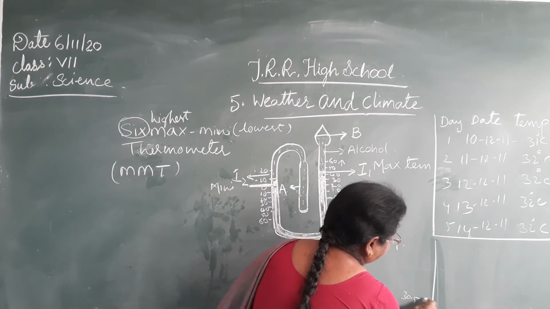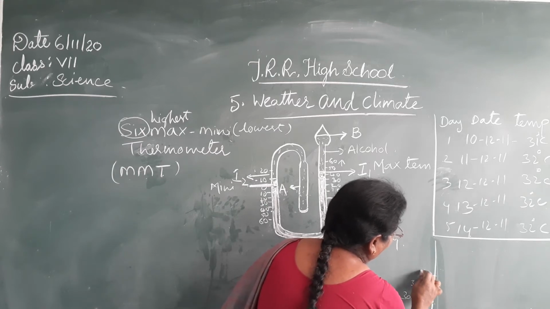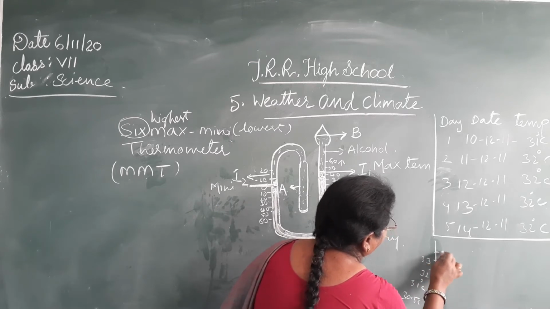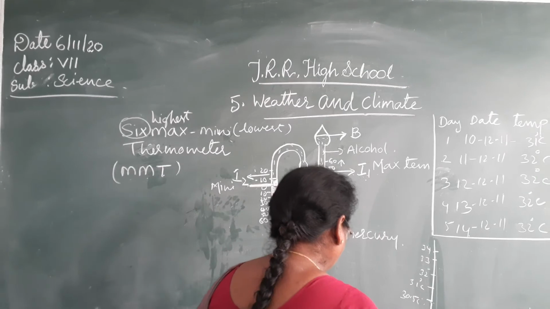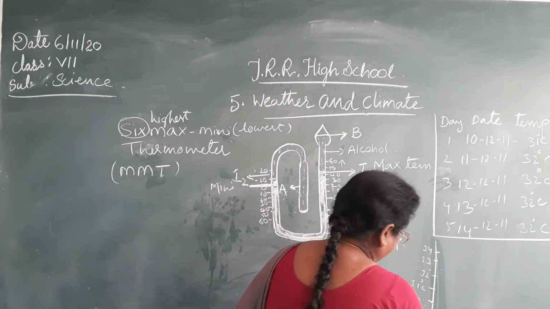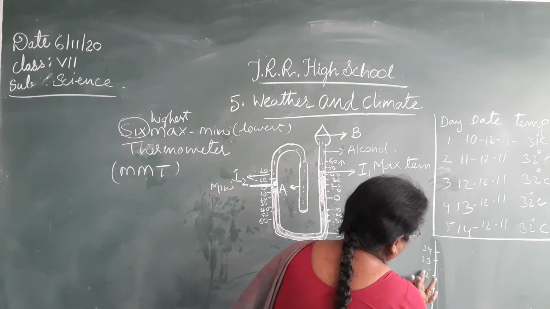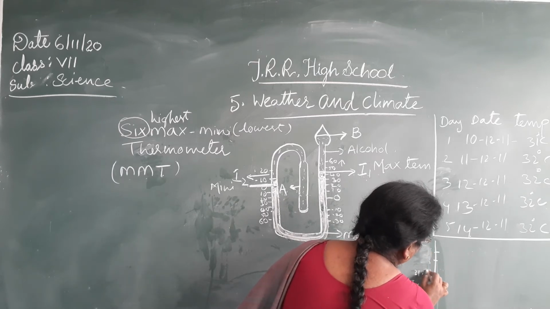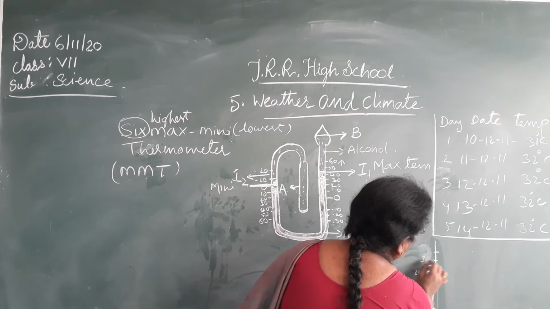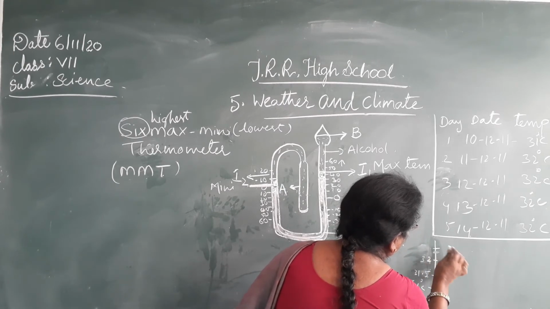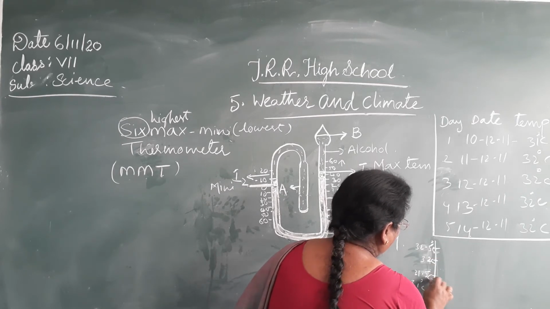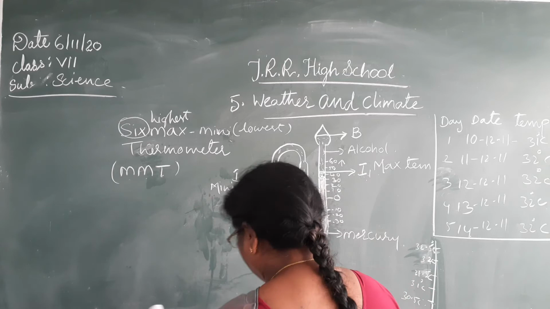30.5 degrees. Isn't it? 31 degrees Celsius, 32, 33, 34. Like this you write down the temperatures, isn't it? 31 degrees, then 31.5, 32, isn't it? 32.5 degrees Celsius. These temperatures are measured in Celsius.